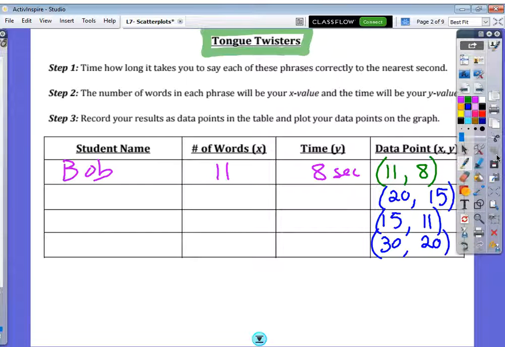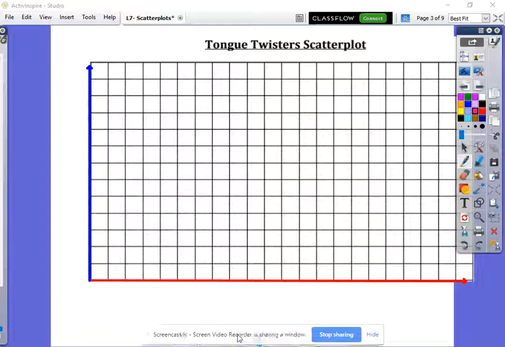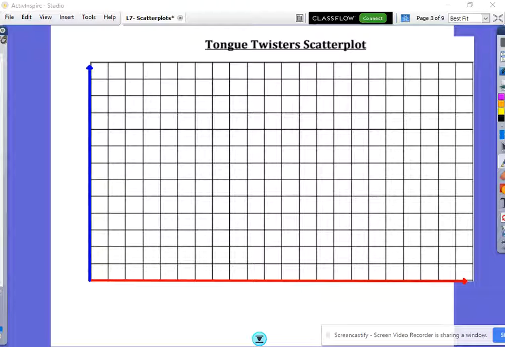So once you have your points, what you're going to want to do from there is you're going to then go to your graph, and you're going to want to graph these points on your tongue twister graph. Now you want to be careful on how you do this because the number of words is your X, so that should go along the bottom. Okay. So the number of words is along the bottom because that's your X value.